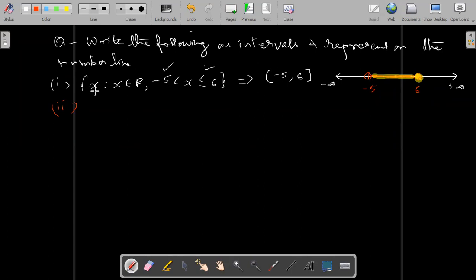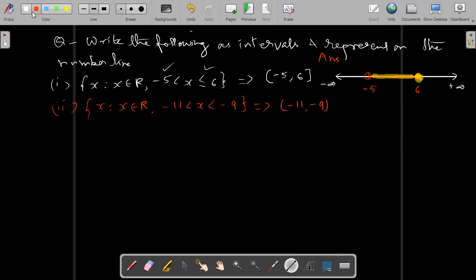Similarly, second is a set of all x such that x belongs to real numbers, and x is greater than minus 11 and less than minus 9. So its answer will be, these are the answers that I'm writing on the right hand side. Both are excluded. So minus 11 is excluded and minus 9 is also excluded.